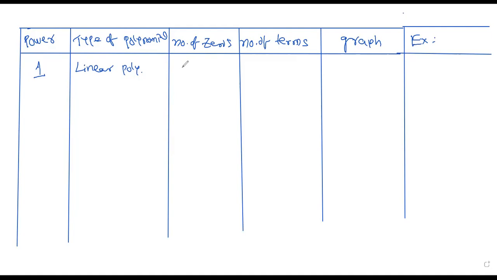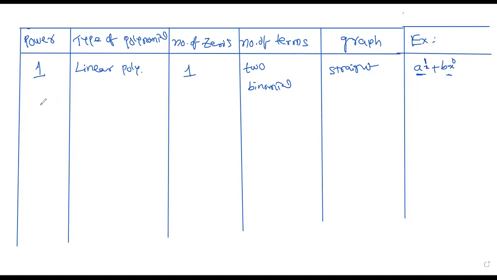The number of zeros is 1. The number of terms is 2. If there are 2 terms, we say it is a binomial. The graph is just a straight line. An example of that polynomial is ax plus b, because there are 2 terms: the power is 1 and the other is a constant, which you can say is x power 0. The highest power is only 1.